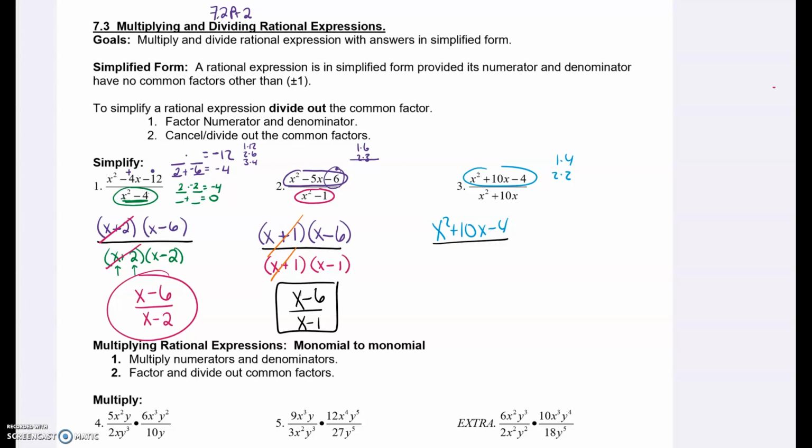On the bottom, this bottom does factor into x times x plus 10. So what do the two terms have in common? They have x in common, pull that out.